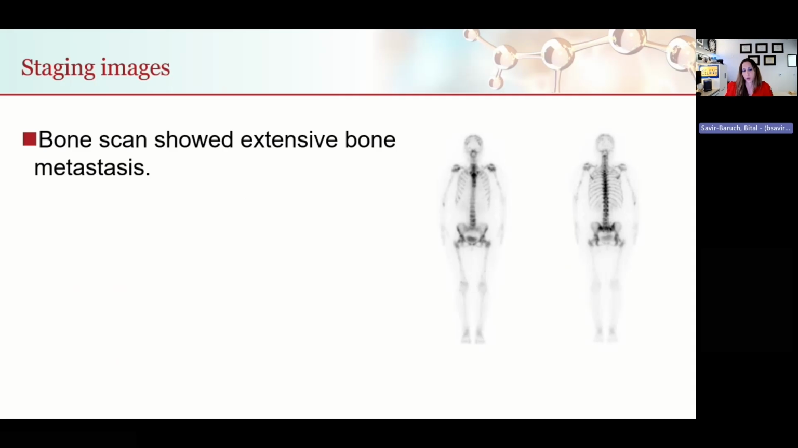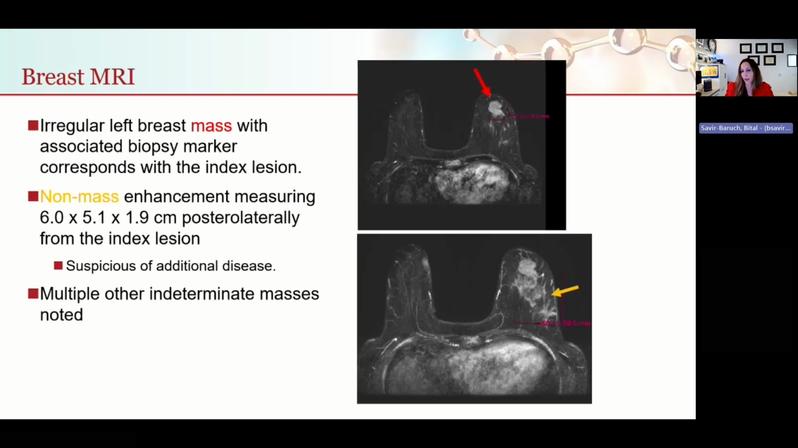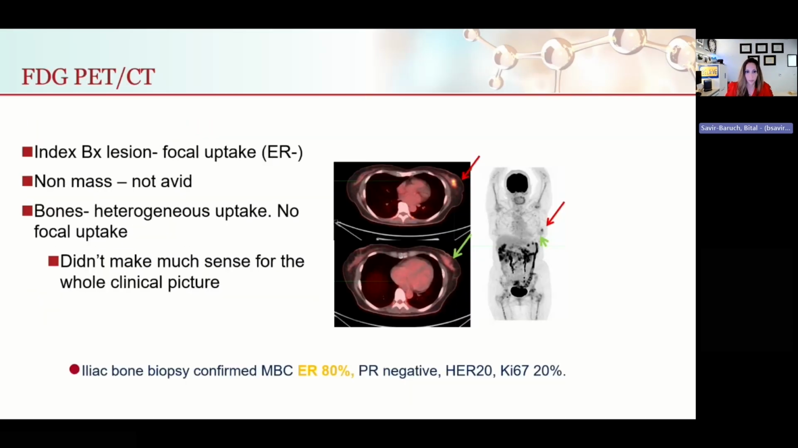On top of other anatomical images, the patient underwent a bone scan, which shows extensive bone metastasis. This is her MRI, and on the red arrow, you can see the original mass that was biopsied with estrogen receptor expression of 1%. Interestingly enough, she did have a non-mass enhancement on the yellow arrow that also was considered to be suspicious for malignancy. She had other findings on that MRI as well.